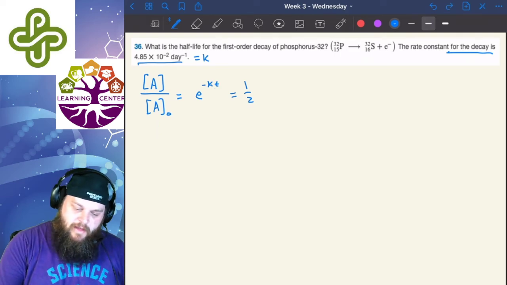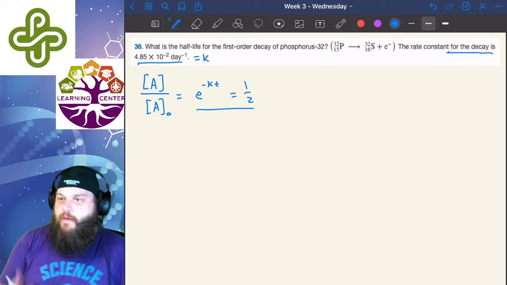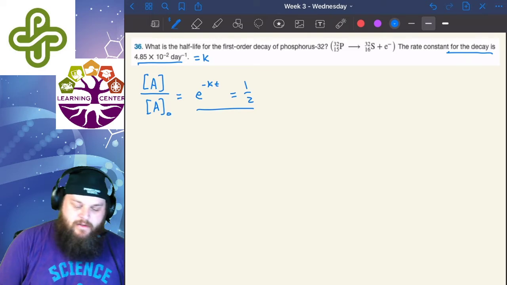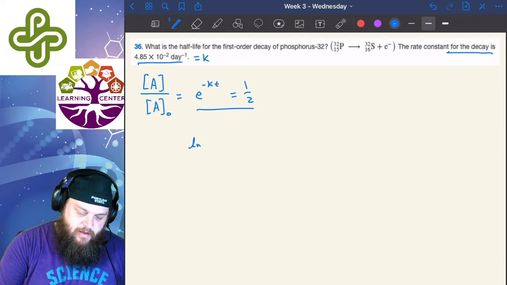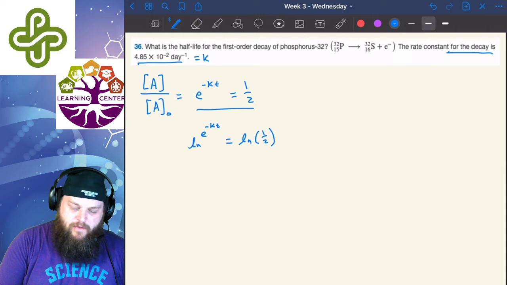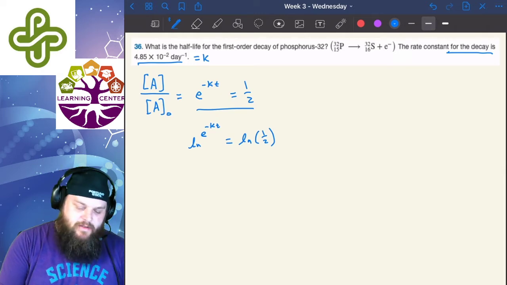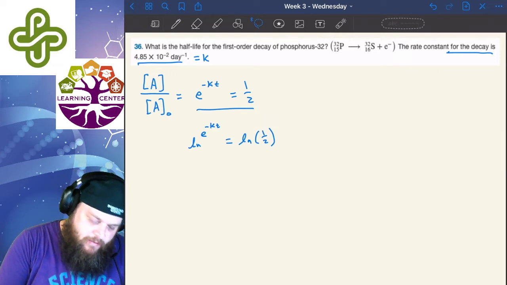So we can rearrange this equation now to solve for that. And to do that, we have to use logarithms. So if we take the natural log of each side of this, the natural log of e to the power of negative kt is going to be equal to the natural log of 1/2. Well, the natural log of e to the power of anything is just going to be 1, essentially. I don't know why I wrote it like that.